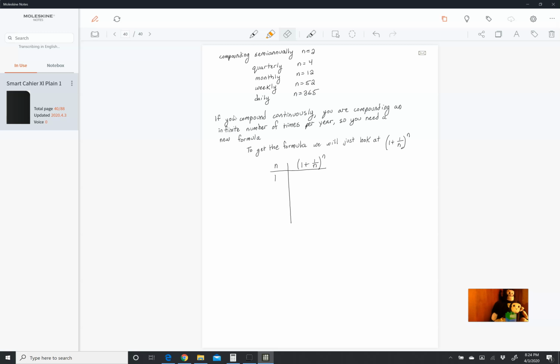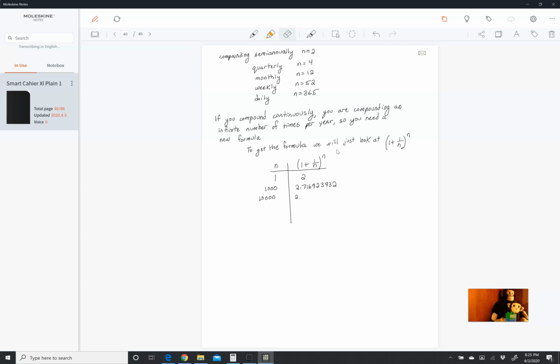So if we plug in 1 for n, 1 over 1 is 1. So 1 plus 1 is 2, and 2 to the first is 2. So we get 2. If we then plug in a larger number, remember n is infinity, n is a huge number, so that's what we're doing, we're plugging in a huge number. If we plug in 1,000, we actually get 2.716923932.